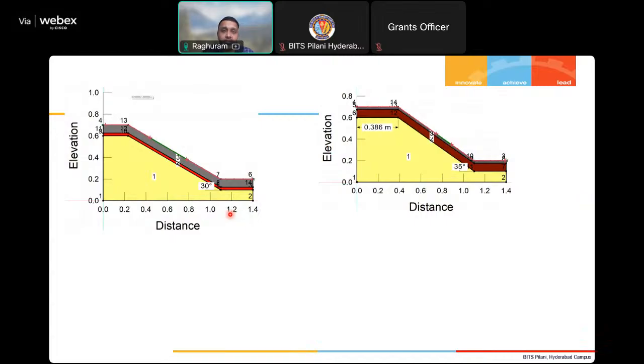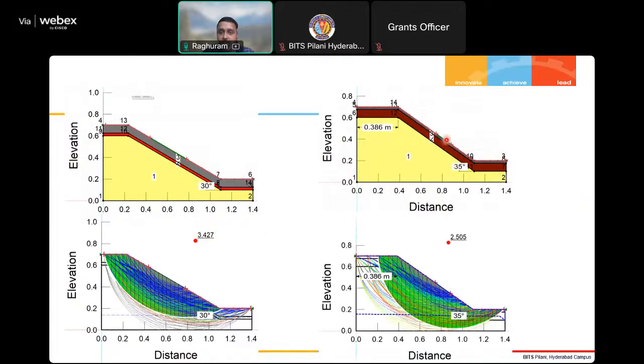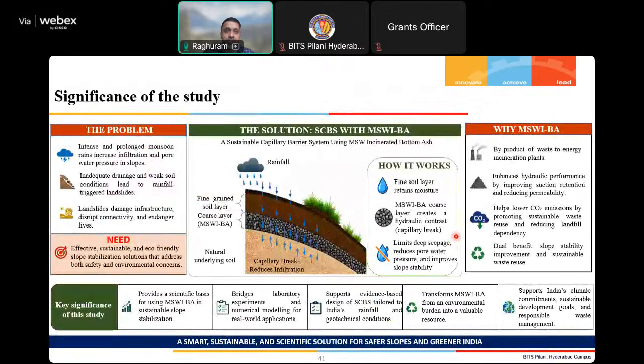One more interesting observation is that we are also varying the thickness of each layer. Here you can see the thickness of the coarse grain layer is much lesser than the thickness of the fine grain layer. Here it's vice versa. Interestingly, the factor of safety is much higher in the case of the thick fine grain layer, compared to the low thickness of the fine grain layer. The reason is when you have a thick fine grain layer, most of the water will go as runoff. Therefore, we can expect a higher factor of safety compared to the other case.